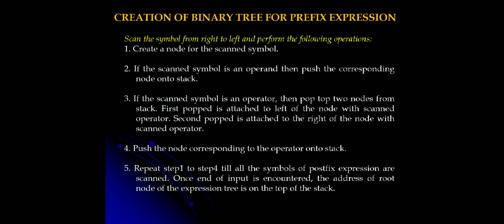So what is the difference in these two procedures? In a postfix expression, we are scanning from left to right. In a prefix expression, we are scanning from right to left. And once an operator is encountered in a postfix expression, we pop the top two elements, and first popped is attached as right child, second popped is attached as left child. Whereas in the procedure given with the prefix expression, if an operator is encountered, the first pop we attach as left child, and the second pop we attach as right child. Hope all these concepts are clear with respect to trees.